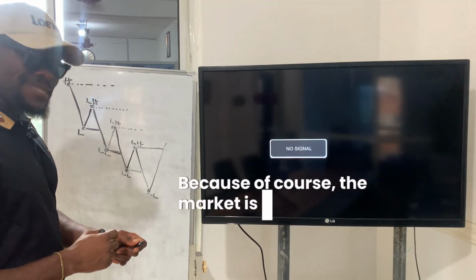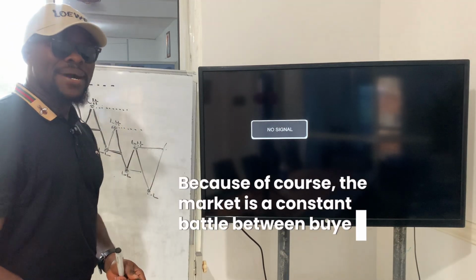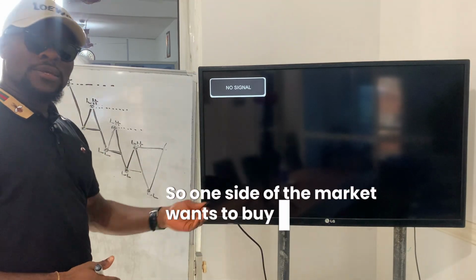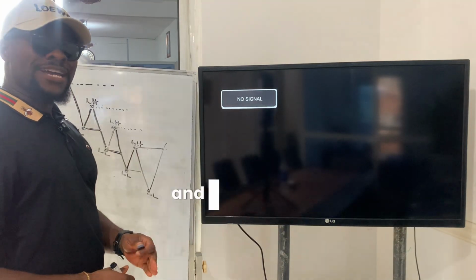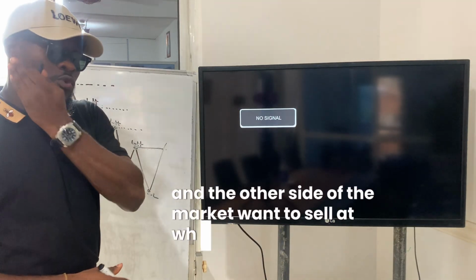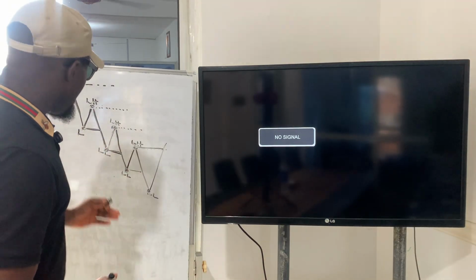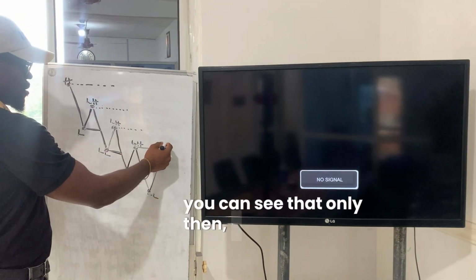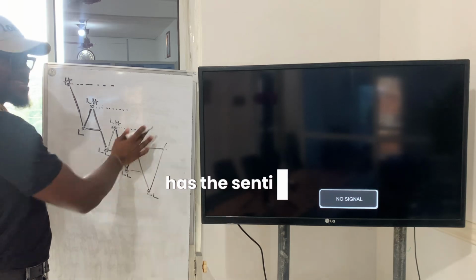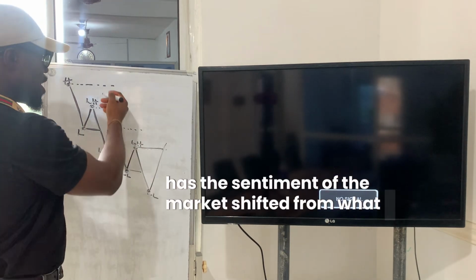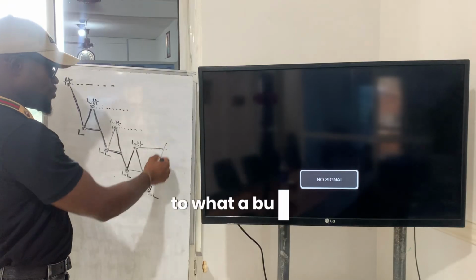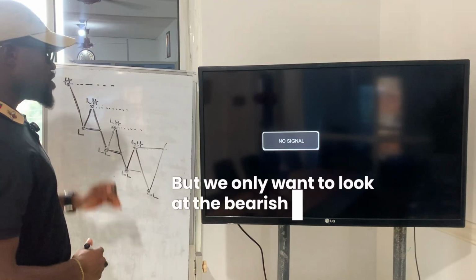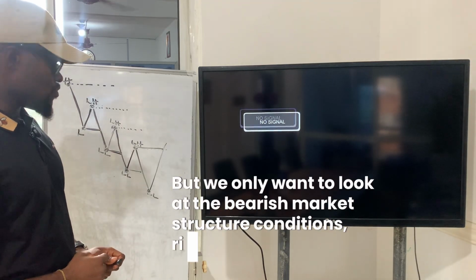Because of course the market is a constant battle between buyers and sellers. So one side of the market wants to buy at a cheaper price and the other side of the market wants to sell at an expensive price. But looking at this condition, you can see that only then, only at this point, has the sentiment of the market shifted from a bearish market structure to a bullish market structure. But we only want to look at the bearish market structure conditions, right?